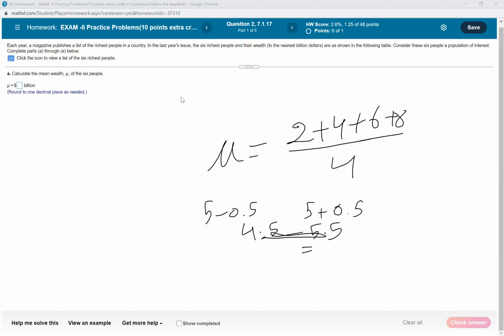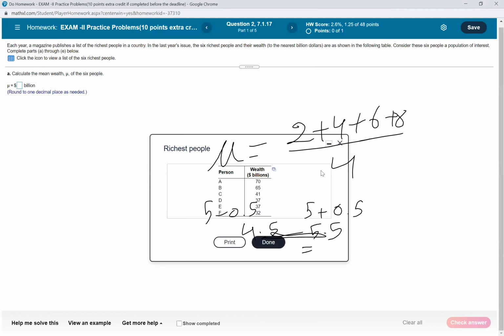Okay, so this question is, each year a magazine publishes a list of the richest people in a country. So in last year's issue, the 6 richest people and their wealth are as shown in the following table. So consider the 6 people a population of interest and complete parts A through E. So calculate the mean wealth. So we have the data. So you have to just calculate the mean.